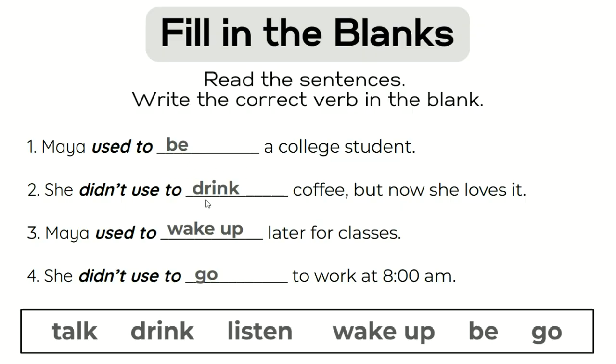For number 2, what does this mean? It means in the past, she didn't drink coffee, but does she now? Yep. Looking at number 3, what does this mean? It means that in the past, she woke up later for classes. So maybe her classes in college didn't start until 10 o'clock. Does she wake up late now? Nope.